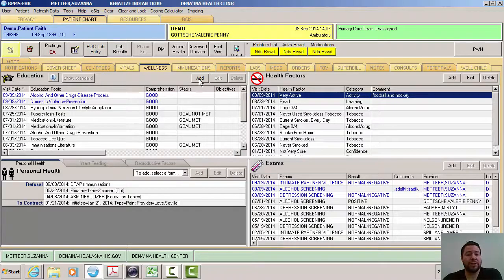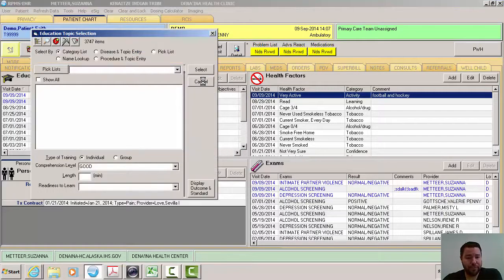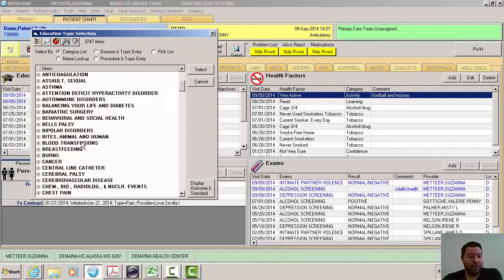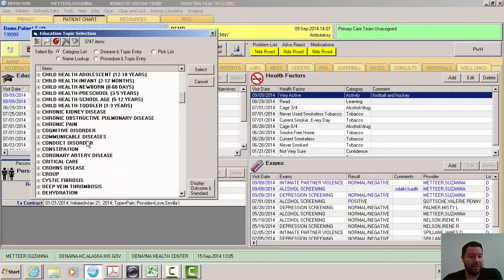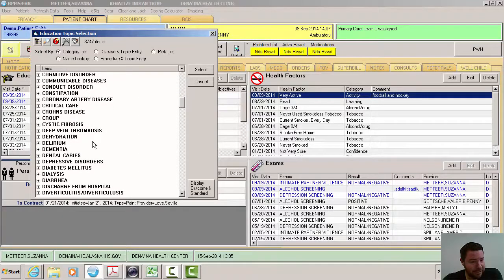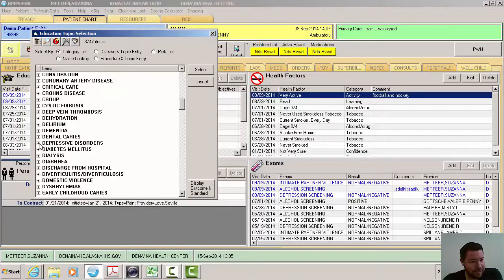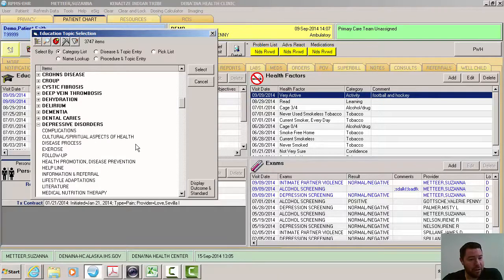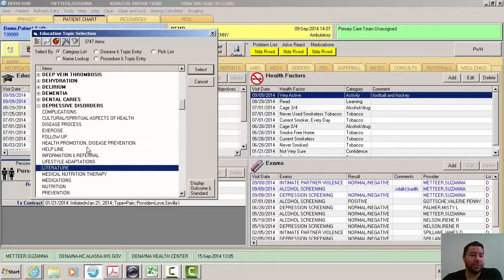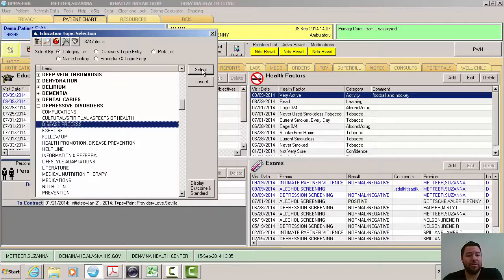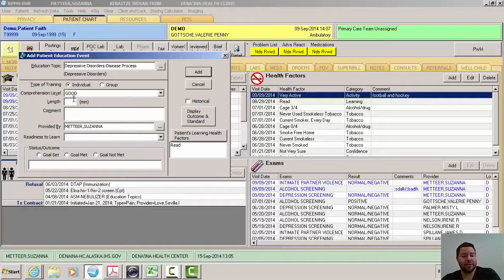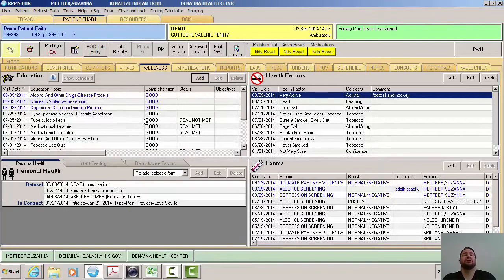But also, let's look at an education. We should be able to come up here and find something somewhere. You can come in here and we can do literature, or we can do disease process. We'll do select, 2 minutes. Both of these are two things in the Wellness tab that can satisfy that.